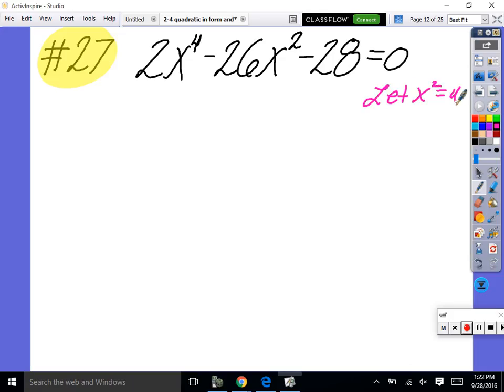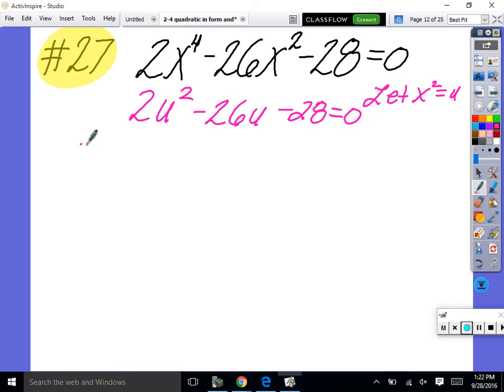So won't this be 2u² - 26u - 28 = 0? There's an easy way to solve this. I want to be able to quick factor it if possible. So let's factor out a 2 first. Don't they all divide by 2? That would be the smart thing to do.